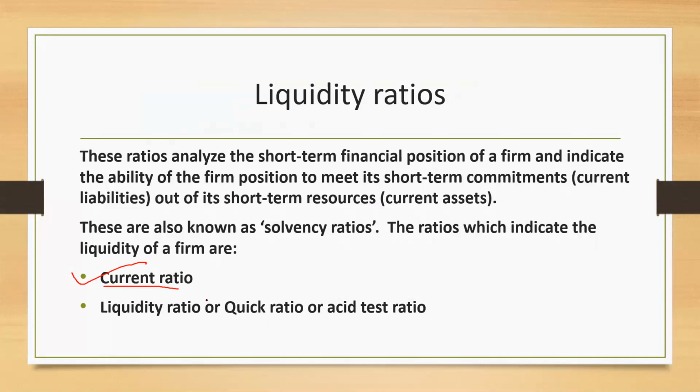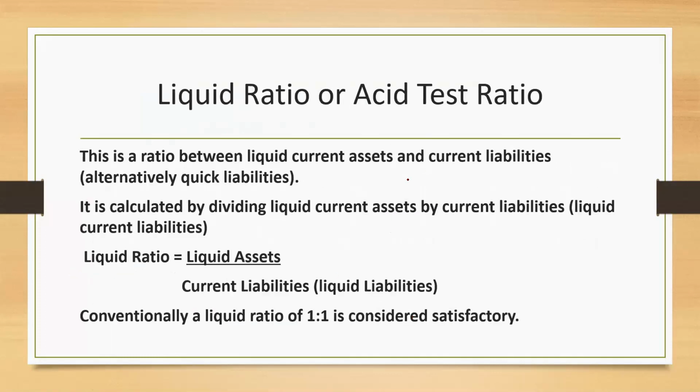Okay, so today we'll start with our new ratio, that is the liquid ratio, which is also known as quick ratio or acid test ratio. Basically, the liquid ratio or acid test ratio is a relation between liquid current assets and current liabilities. We are clear about current liabilities, but what about liquid current assets? Liquid current assets are such assets which can be converted into cash whenever needed.